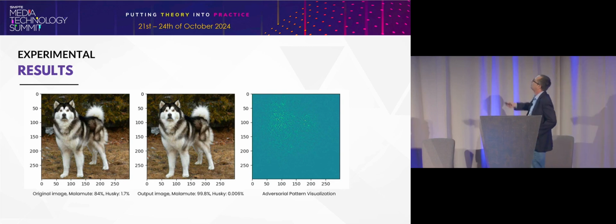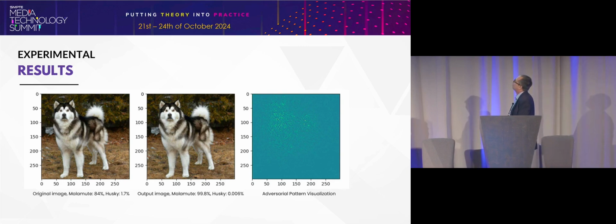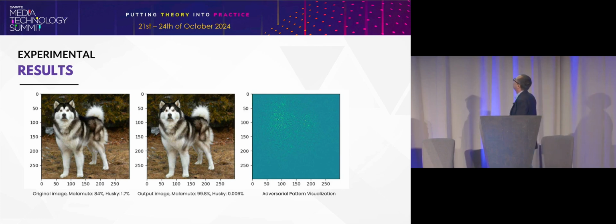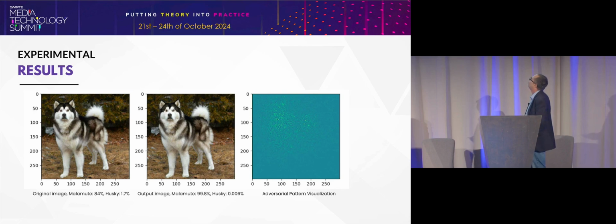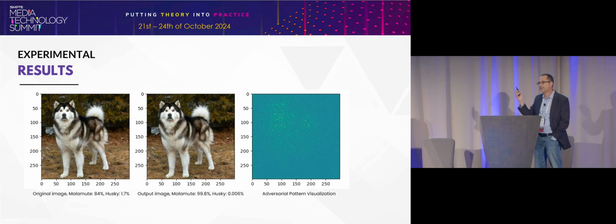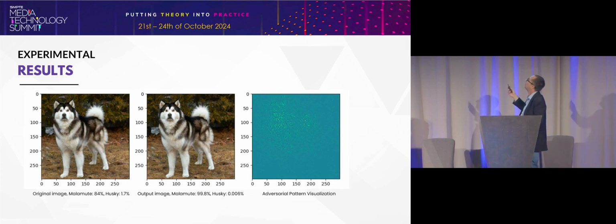So in this original image, the dog was classified 84% as a Malamute, 1.7% as a husky. With the optimized image, we just remove any kind of confusion the model could have. It's 99.8% sure that it's a Malamute. And the husky is negligible. And the adversarial pattern, as you can see, we try to visualize it. The colors are not real, but it's a form of visualization. But just from looking at them, they're pretty close. We're in the space of the model, so we are in low resolution. The model is 299 by 299, I think.